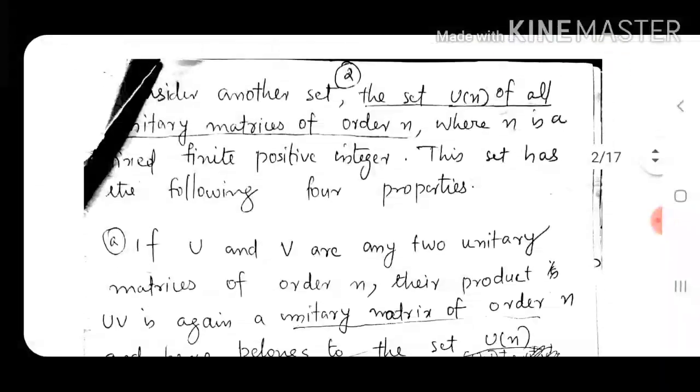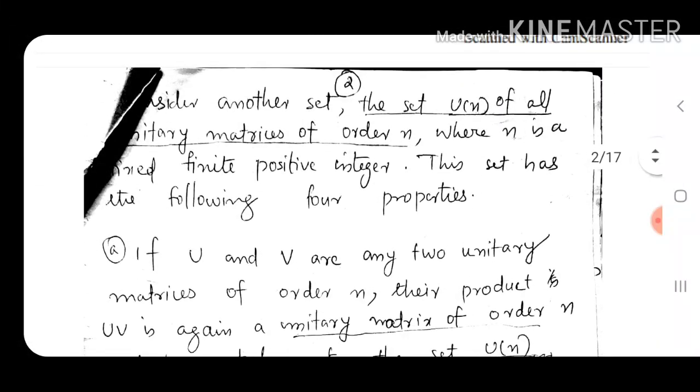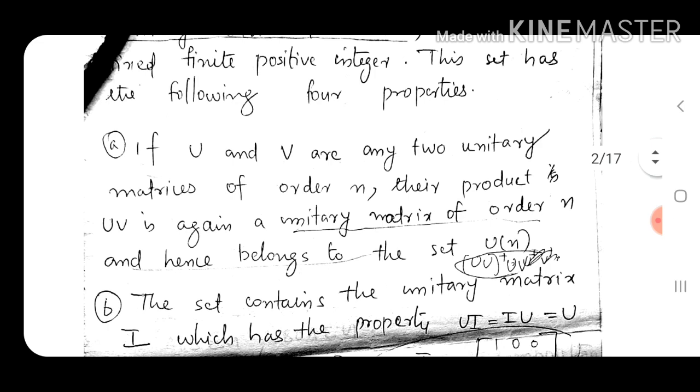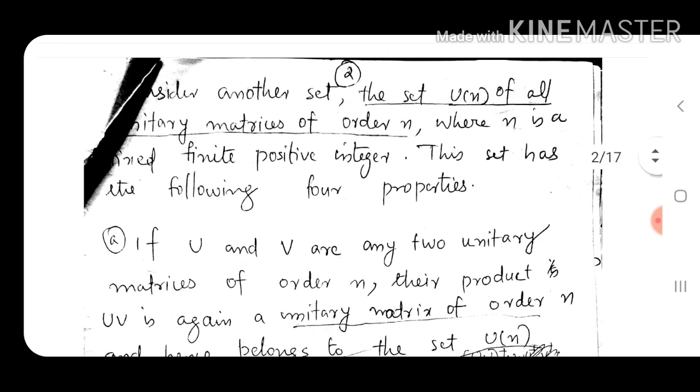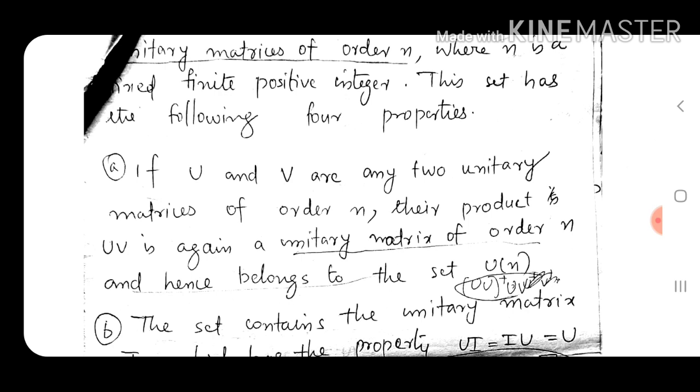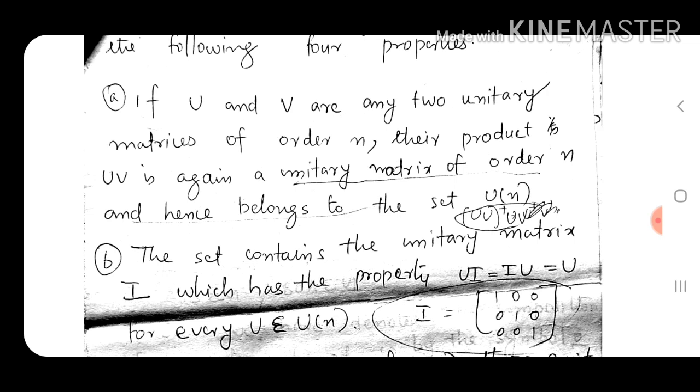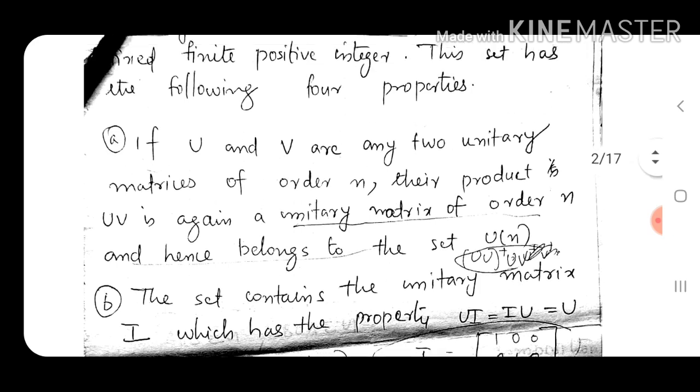Now we look at another example. We are taking the set of all unitary matrices of order n. U_n means the set of all unitary matrices of order n. This set also has four properties. The first one: if U and V are any two unitary matrices of order n, then their product, since we are taking the operation as product, UV, is again a unitary matrix of order n and hence belongs to the set U_n.